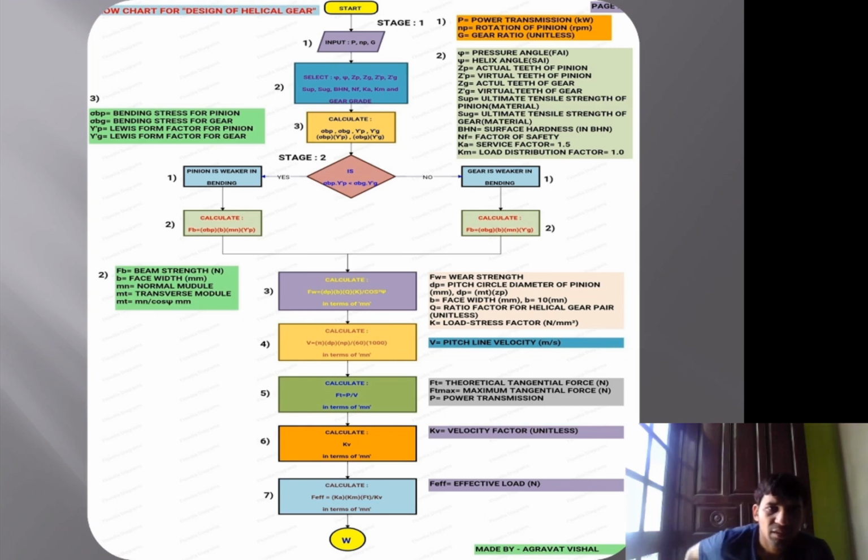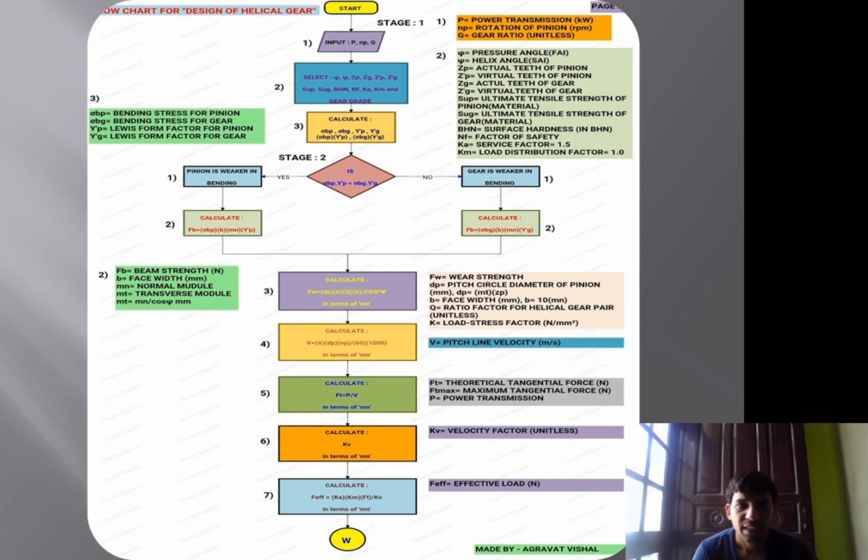After the third step we have to check which one is the weaker section. Is the value for the pinion weaker, or is the value for the gear weaker? We have to check the calculations to see which one is smaller. Is the calculation from the pinion smaller, or is the calculation from the gear smaller?